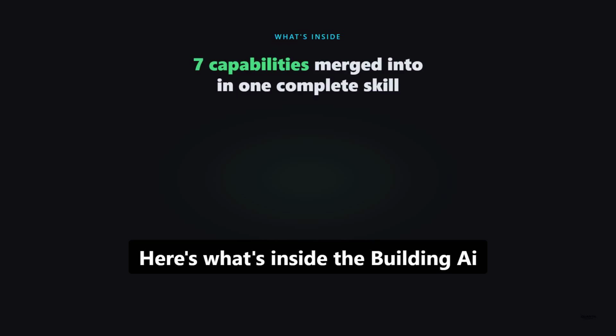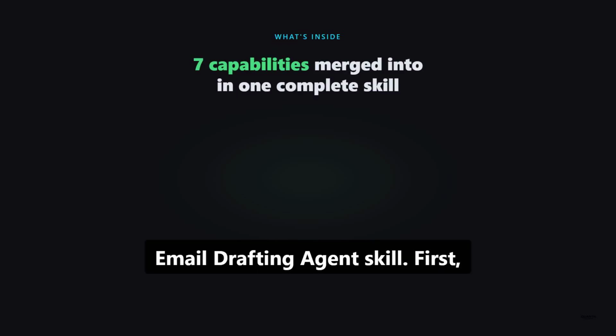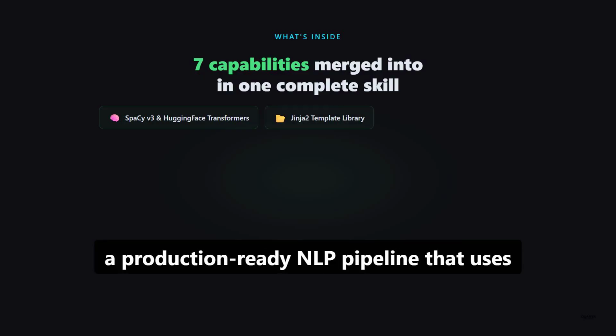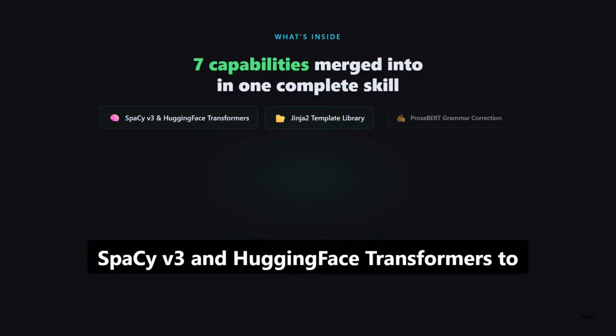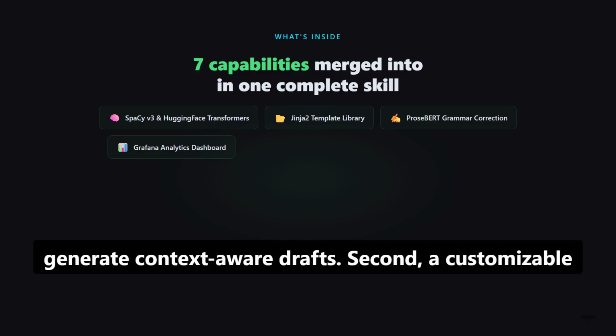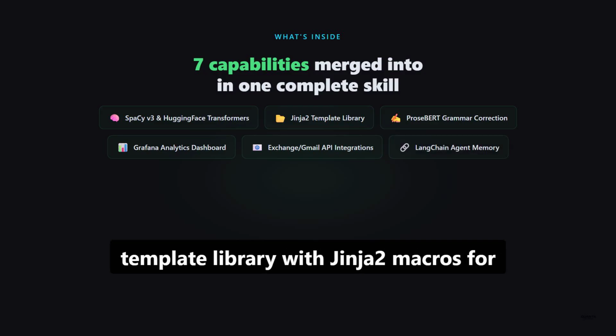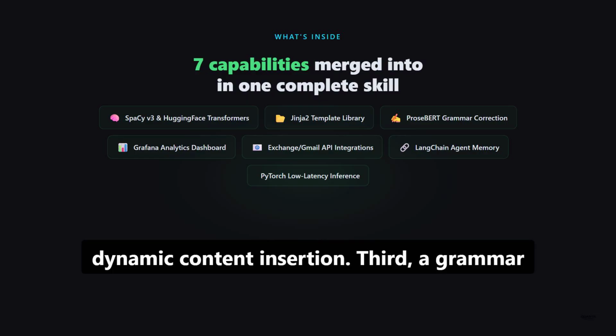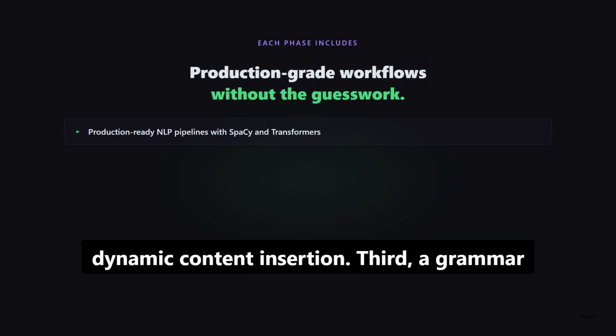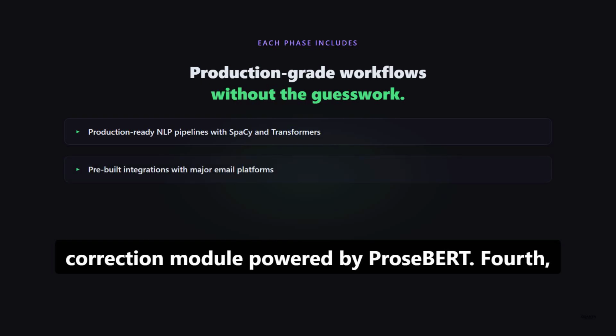Here's what's inside the Building AI Email Drafting Agent skill. First, a production-ready NLP pipeline that uses spaCy v3 and Hugging Face transformers to generate context-aware drafts. Second, a customizable template library with Jinja2 macros for dynamic content insertion. Third, a grammar correction module powered by ProseBERT.